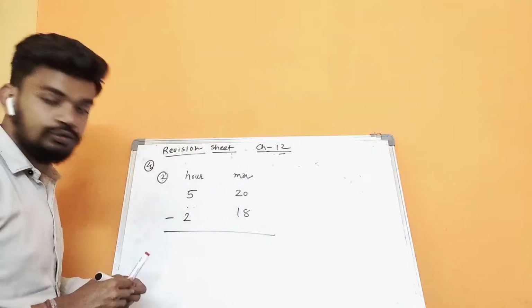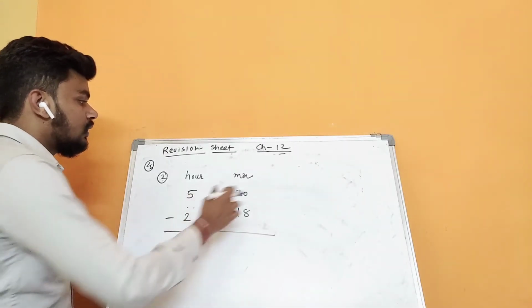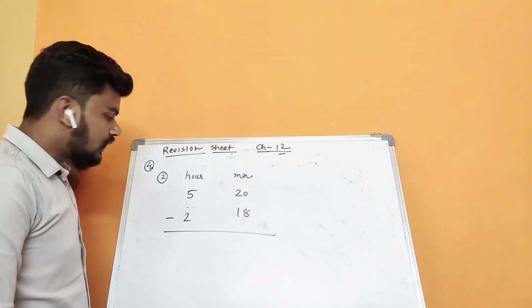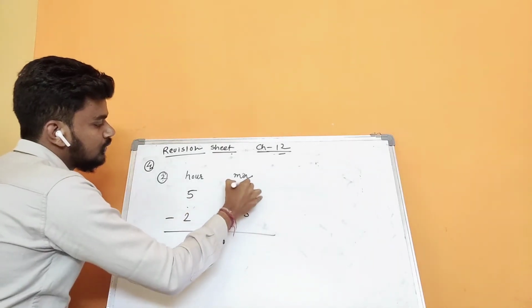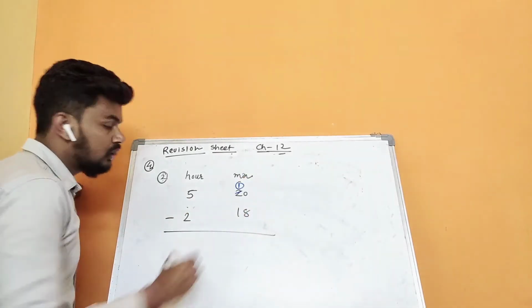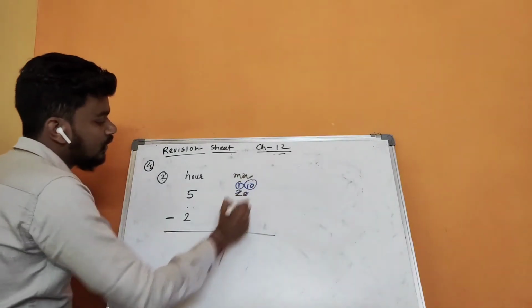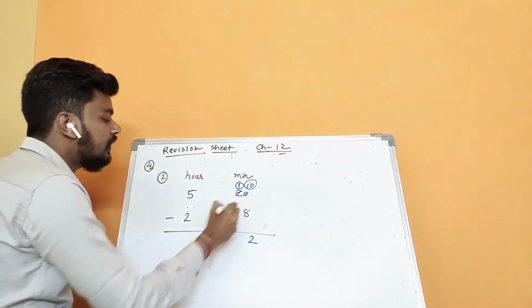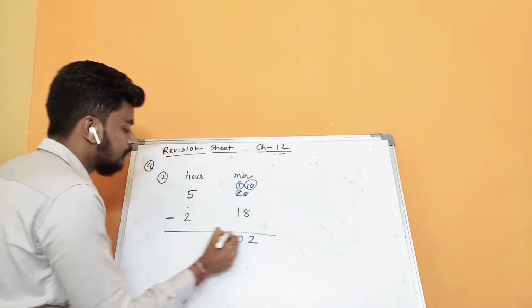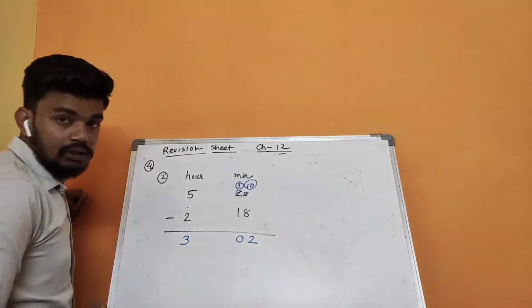This one you have to do the subtraction. Okay, so 0 minus 8, not possible. We have to take the borrow from this 2. So this 2 is cut and becomes 1. This 0 is cut and becomes 10. Now 10 minus 8 remains 2. 1 minus 1 remains 0. 5 minus 2 remains 3. Done? So that's how you have to do.